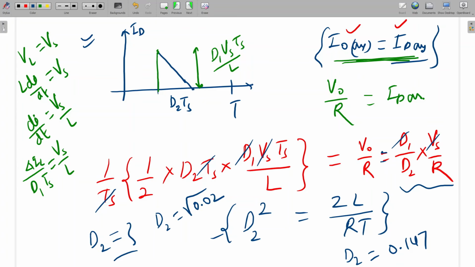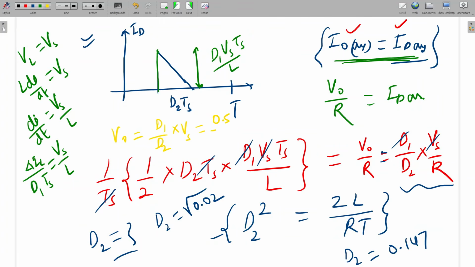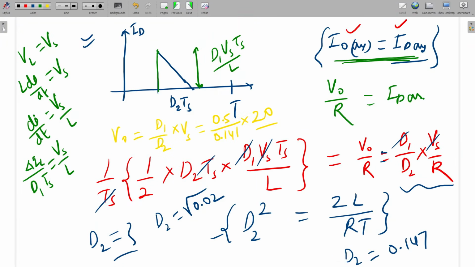So what will be the average output voltage? V naught will be equal to D1 by D2 into Vs. D1 how much? 0.5. 0.5 divided by 0.141 into Vs. Vs is 20. So this will be the final value. How much? 70.92. Okay. This will be the final answer.